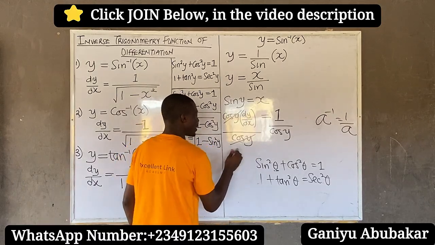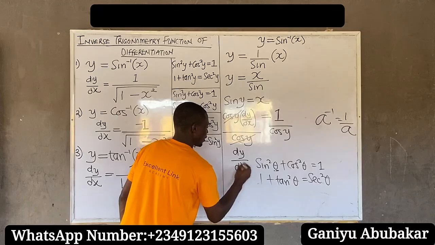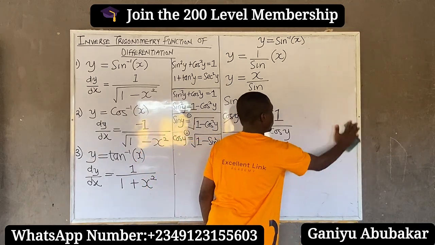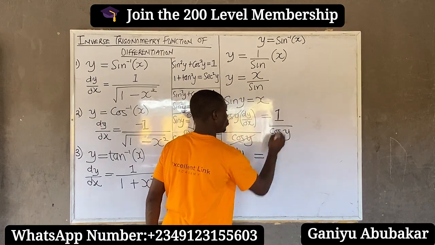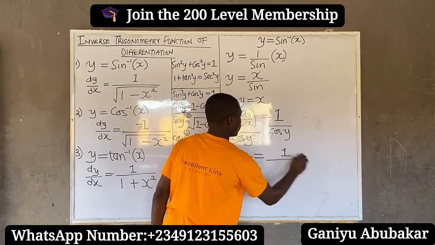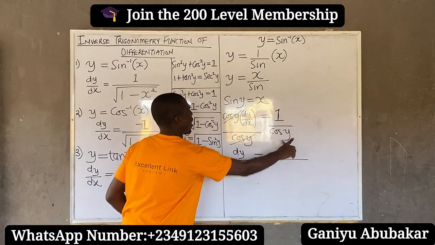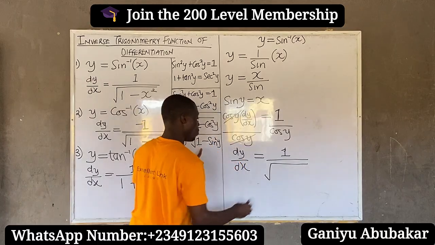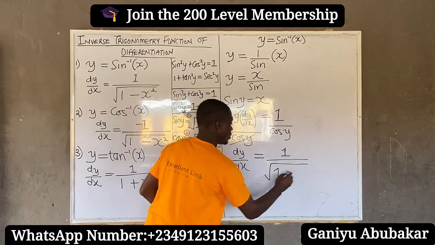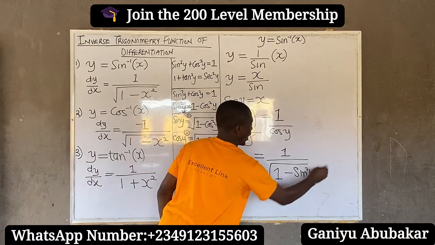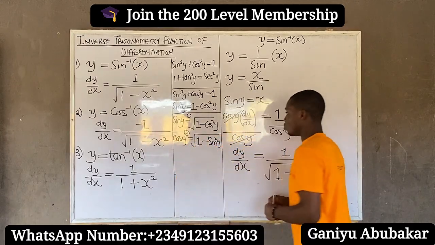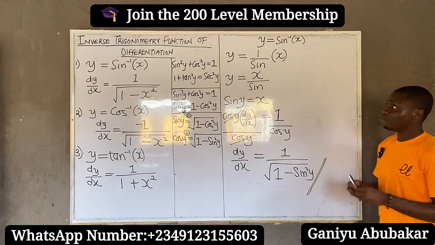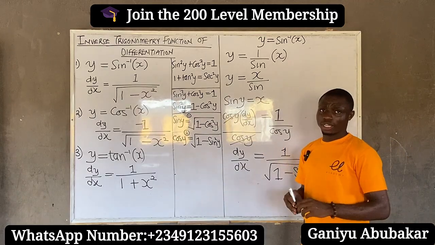So dy dx now will be equal to 1 all over cos y. Now watch please. What's cos y? We said cos y is root 1 minus sine squared y. This is how I got to this expression you're seeing here. This is how I prove this number 1 concept.